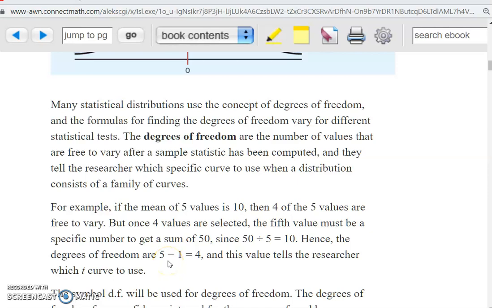This is section 7-2, chapter 7. This is recording number 2.